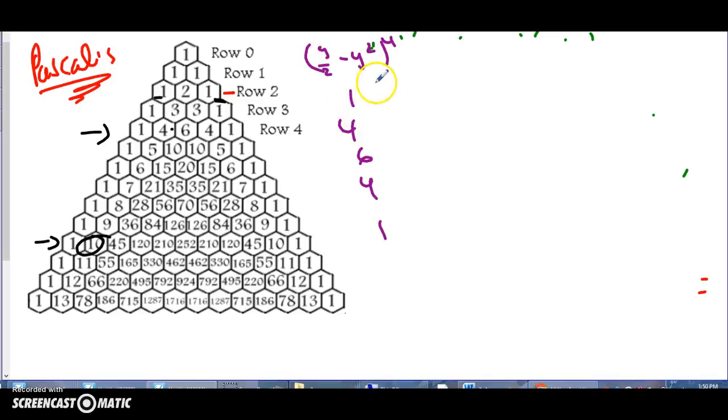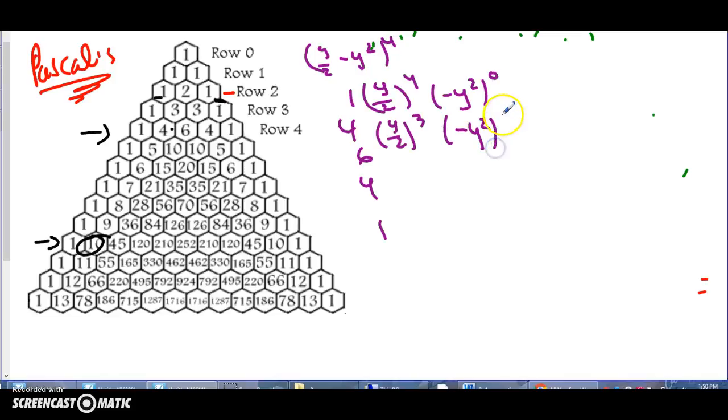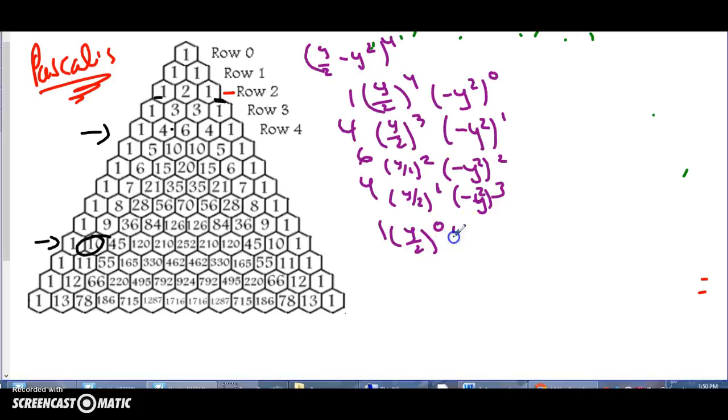Now, what am I going to have one of? I'm going to have one of y over 2 to the 4 times minus y squared, that's hideous, to the 0. Oh, y over 2 cubed minus y squared to the 1. Let's figure out what that is. Y over 2 squared minus y squared squared. Y over 2 to the 1 minus y squared cubed, and y over 2 to the 0 minus y squared to the 4. Let's figure out what all this cleans up to be.